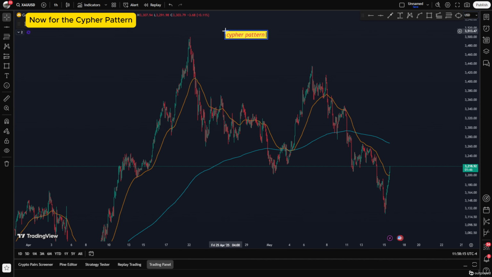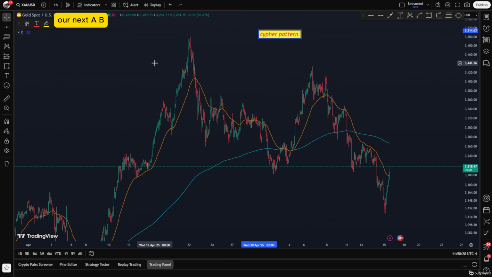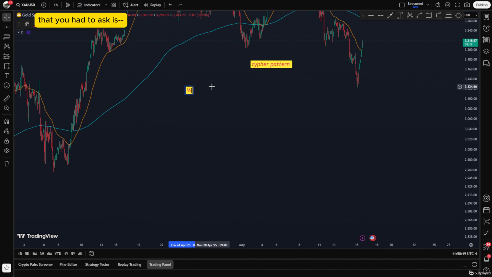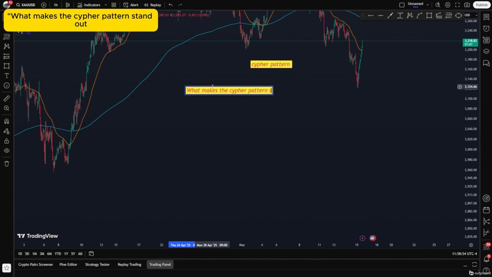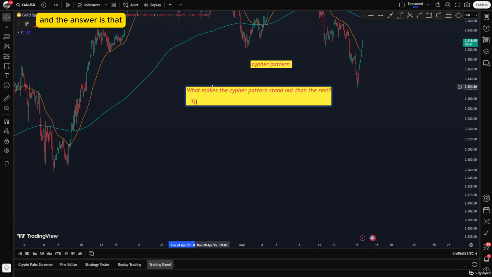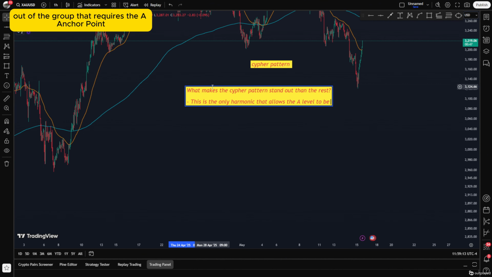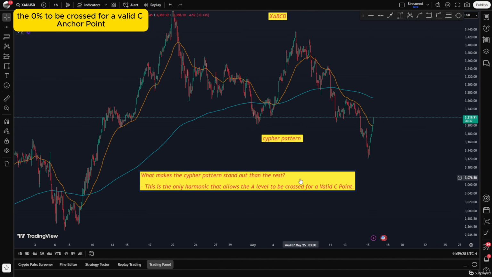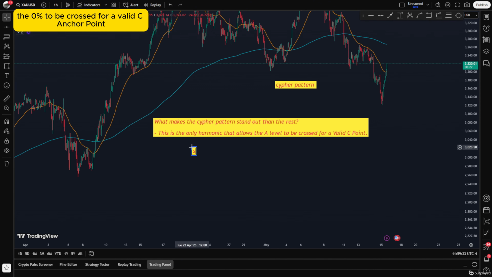Now for the cipher pattern, our next ABCD pattern. Let's jump right in. The first question that you didn't know that you had to ask is what makes the cipher pattern stand out from the rest of them? And the answer is that this is the only harmonic pattern out of the group that requires the A anchor point Fibonacci level, in other words, the 0%, to be crossed for a valid C anchor point.